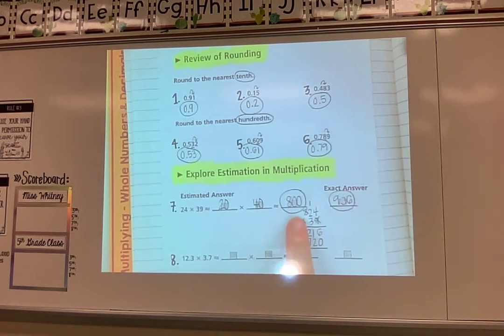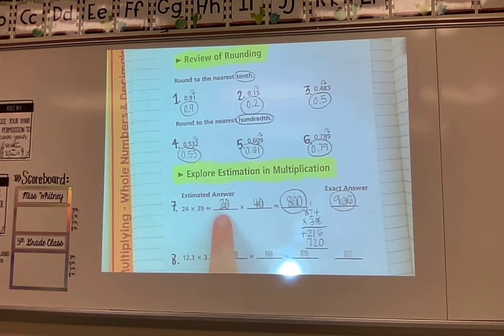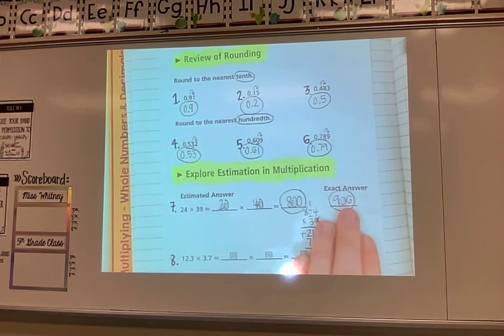Then I want to check. My estimation answer and my exact answer should be pretty close. Those are pretty close. I know they're a couple hundred apart, but we rounded quite a bit. The 24 went all the way down to 20, and then the 39 only jumped up 1 to 40. So they are pretty close. Now, if I got 2,000 something right here, that would not be close at all. But if they're pretty close like that, you probably did it correctly.